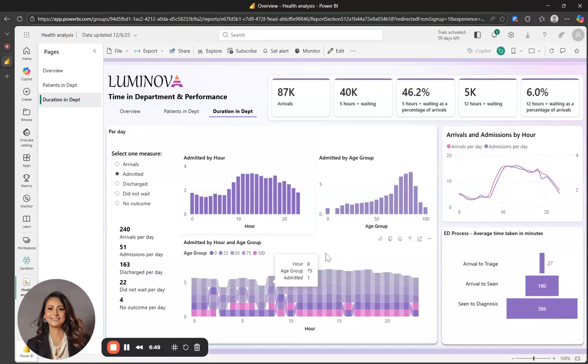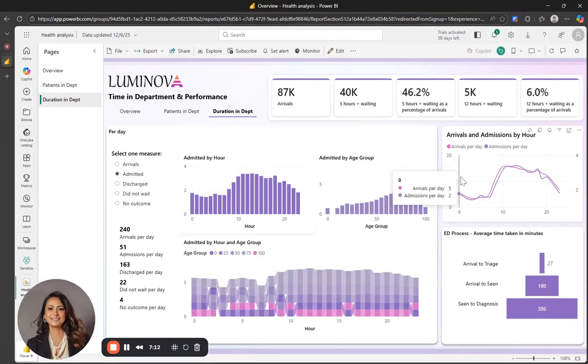Below, a ribbon chart merges the hourly and age group views, showing how patient groups move through the department across the day. This offers a richer understanding of the interaction between demand, age demographics, and operational capacity.